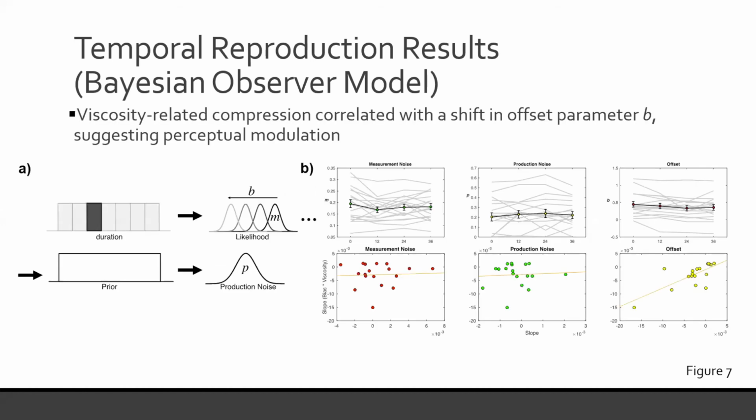Here's what we found from this model. If I could direct your attention to B, again on the top row, we have viscosity on the x-axis and the parameter estimates on the y-axis. We found significant results in production noise and in offset as a function of viscosity. We more closely examined the offset parameter here. We plotted the tendency of viscosity to decrease interval estimates, as I showed with the reproduction slopes. For each participant, we plotted that slope against this offset downward slope here. There was a strong positive correlation between these, suggesting that the observed results with the reproduction slopes were from this offset parameter.